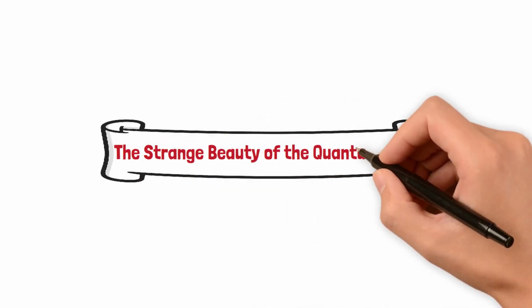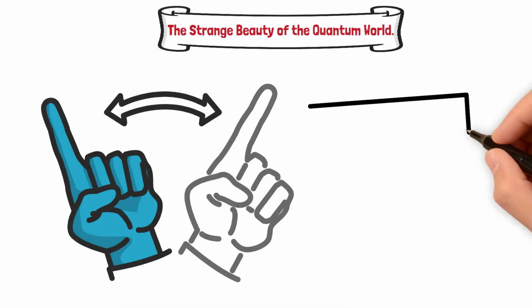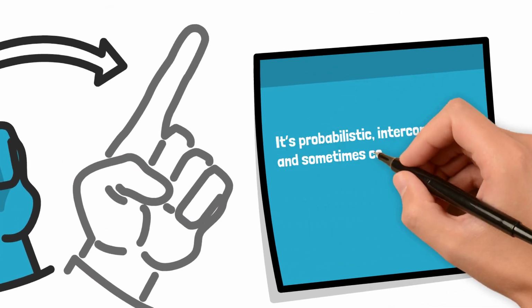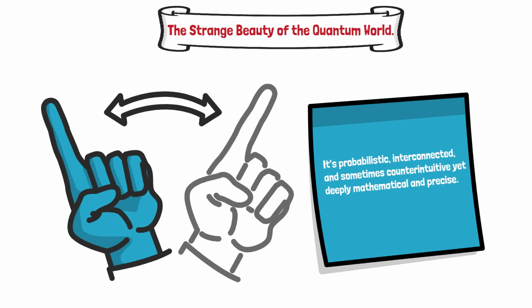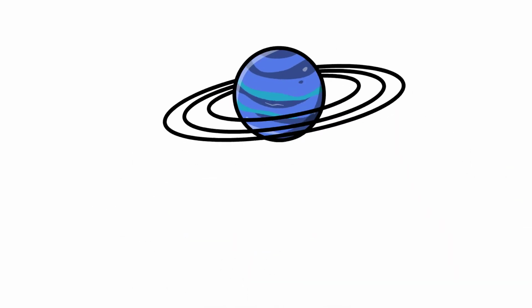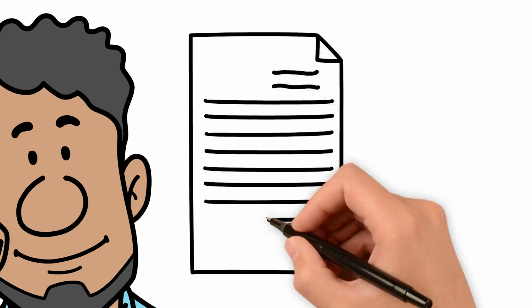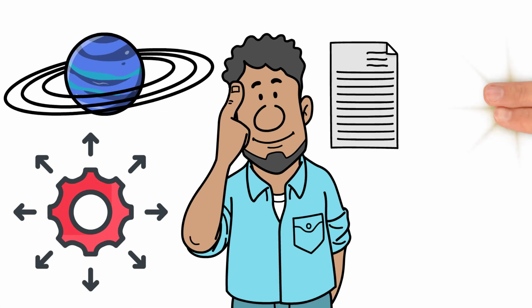The strange beauty of the quantum world. Quantum mechanics teaches us that reality is not as straightforward as it seems. It's probabilistic, interconnected, and sometimes counterintuitive, yet deeply mathematical and precise. It's a reminder that at the smallest scales, the universe dances not to certainty, but to possibility. And understanding that dance allows us to harness the invisible rules that shape everything, from the flicker of light to the logic inside a quantum computer.